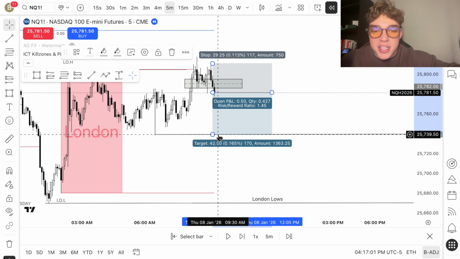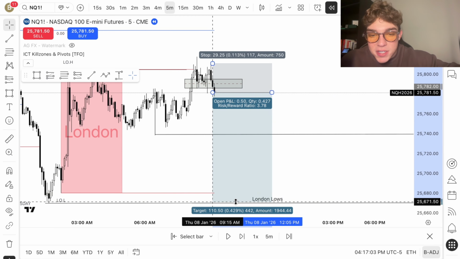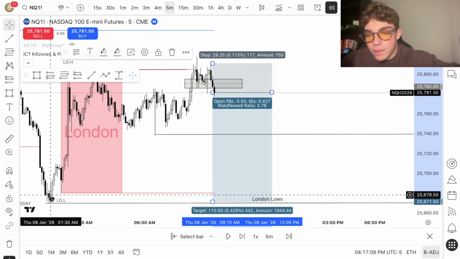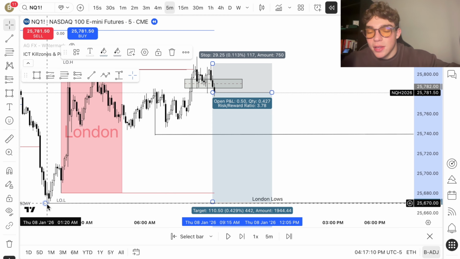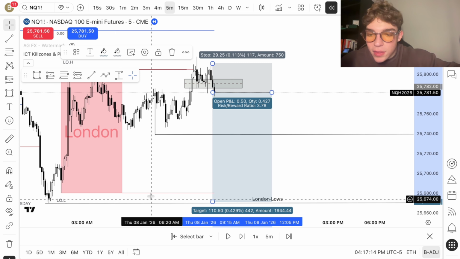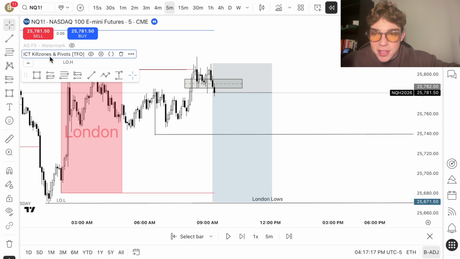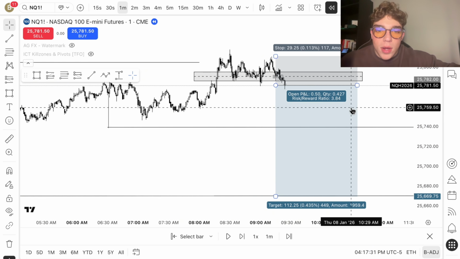Targets: this low for TP1, London lows for TP2. And no, the low is not there. It's actually right here. I don't care what anyone says. London session opens at 2 a.m. If there's a low slightly lower than it, and there's nothing stopping you from going there, this is the true London low. It's not this just because the indicator says it. That's the London low.